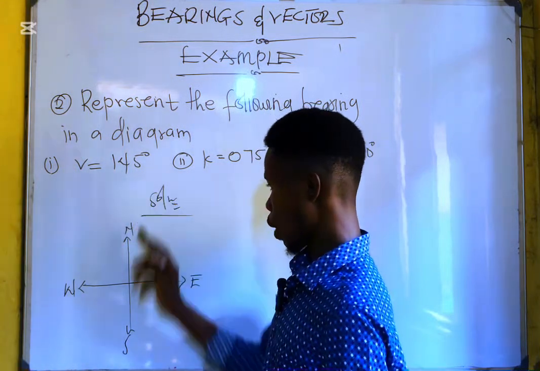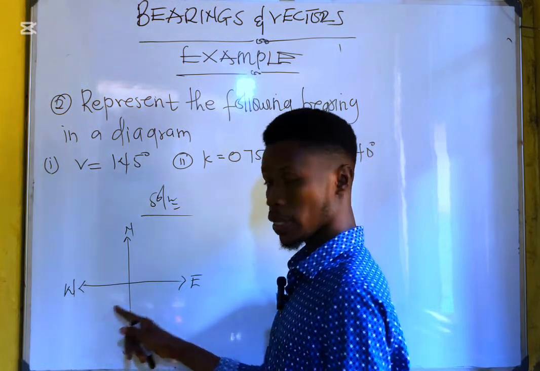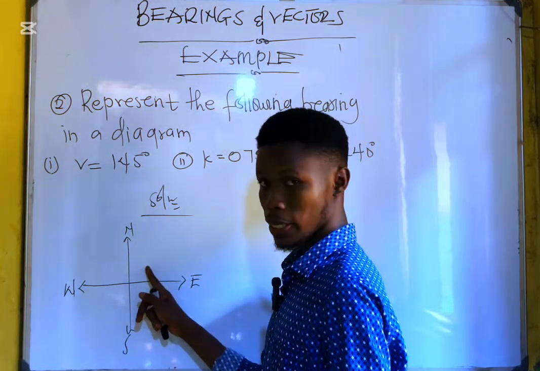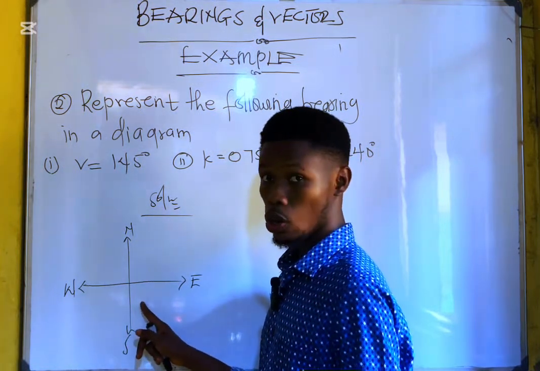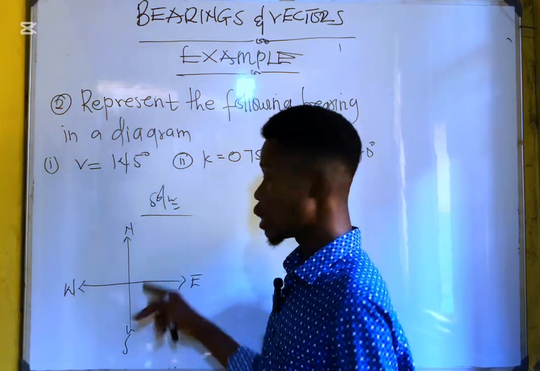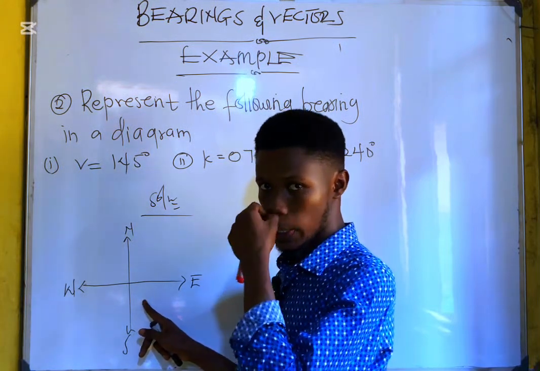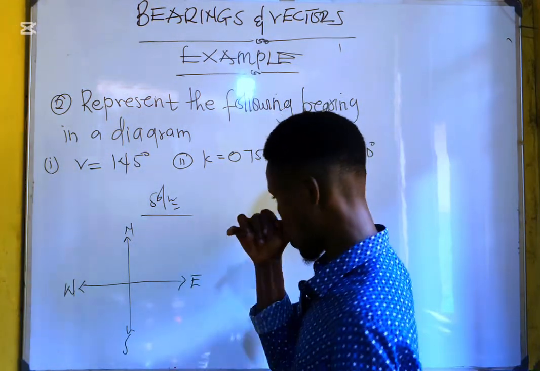Now this is 145. What it means is that from the first quadrant, second, third, fourth. The first quadrant is 90. The second quadrant is also 90. But from the first to the second quadrant, if you combine the two, it is 180. It means that 145 can be found in the second quadrant. Is that all right? Okay.